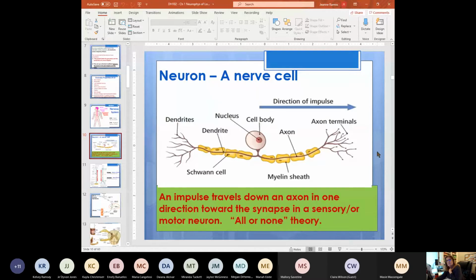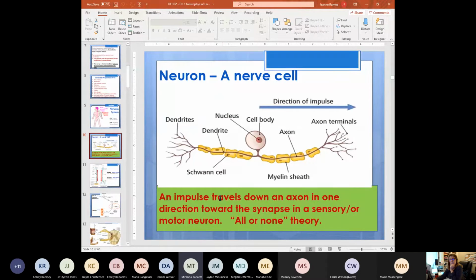Once it starts, it goes. It may not be real strong. Maybe you were just bumped on a door, but it wasn't excruciating pain. So that's a stimulus, and once it starts, it comes down, but maybe it's not real full, but it still will make that travel. That's called the all or none theory. It's where an impulse travels down an axon in one direction toward the synapse in a sensory or motor neuron. It can be in both.